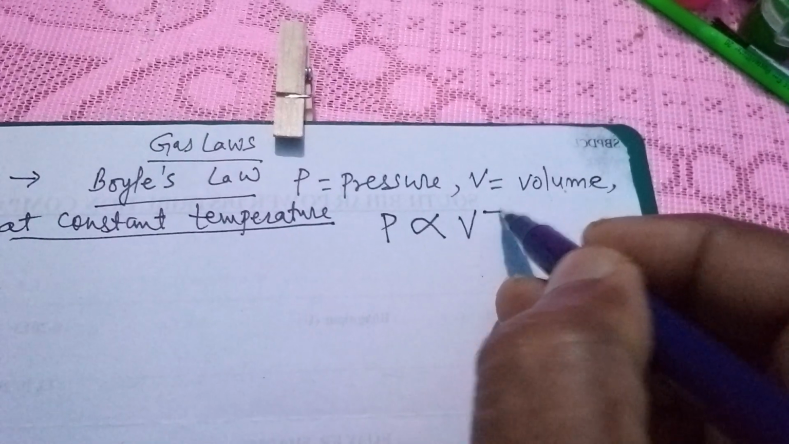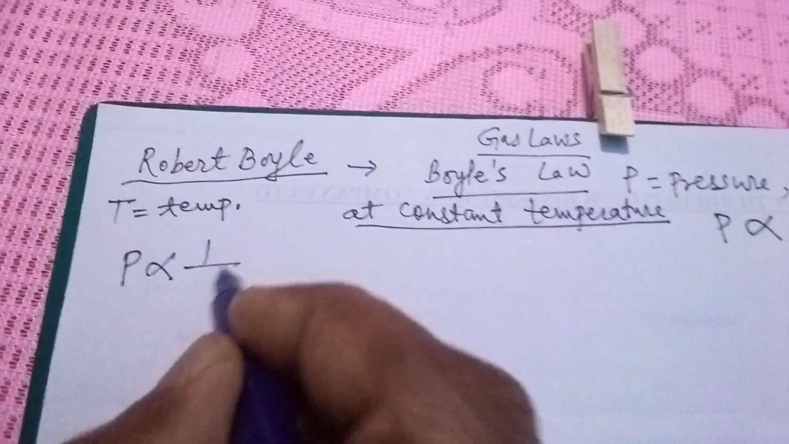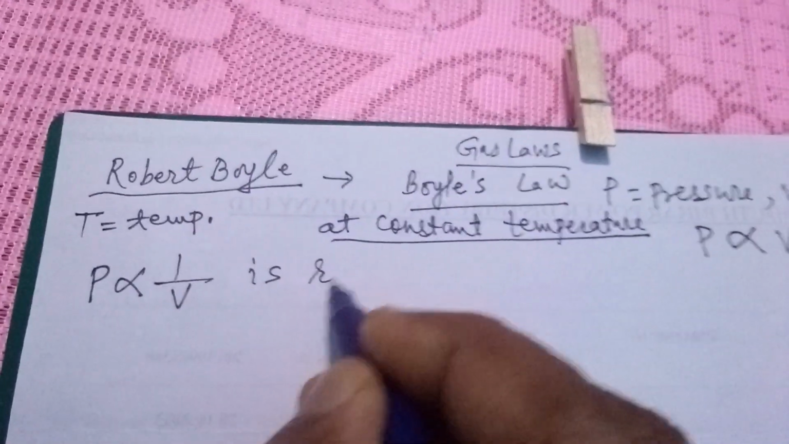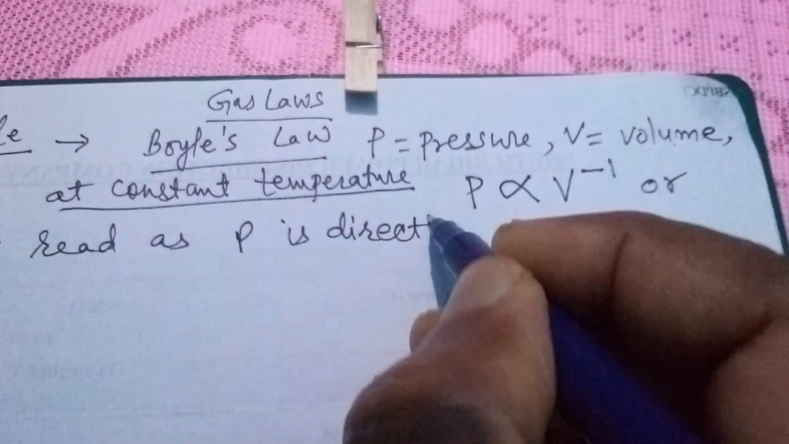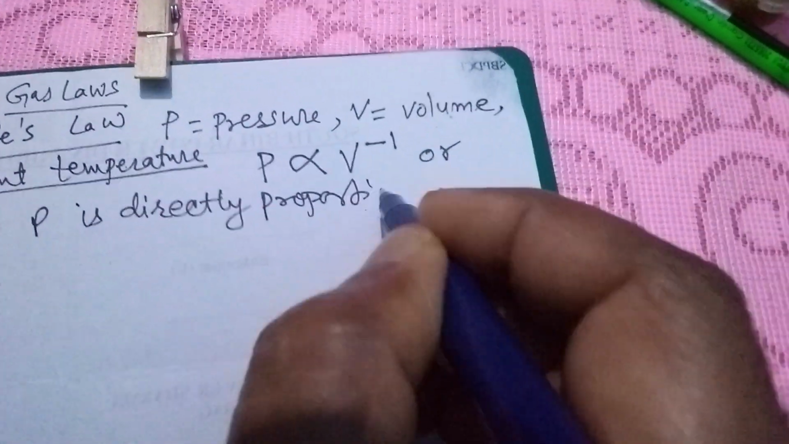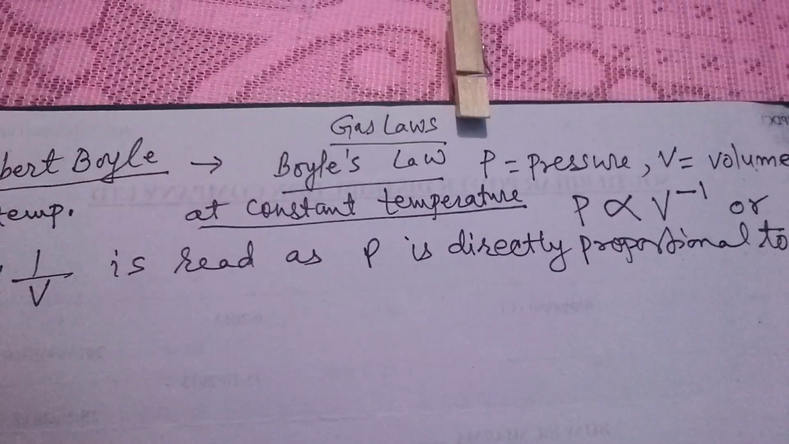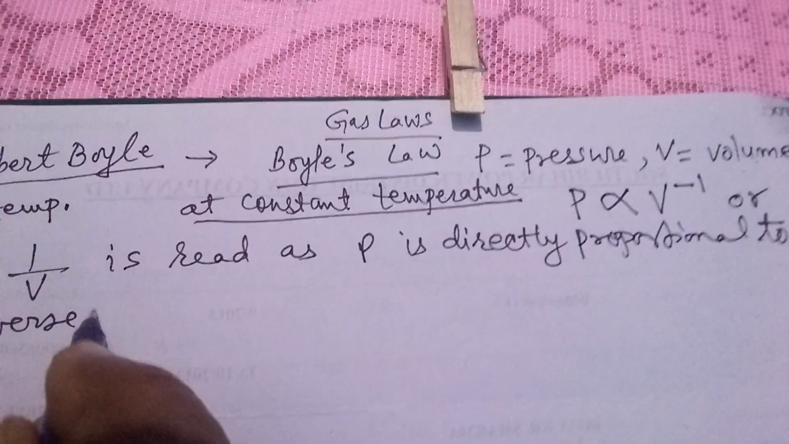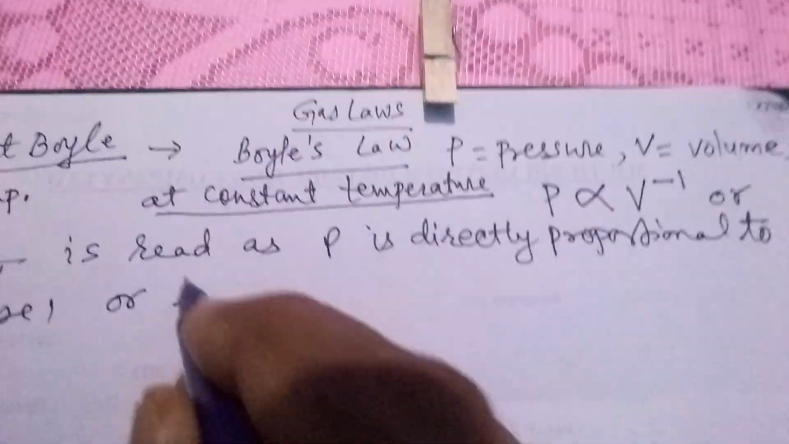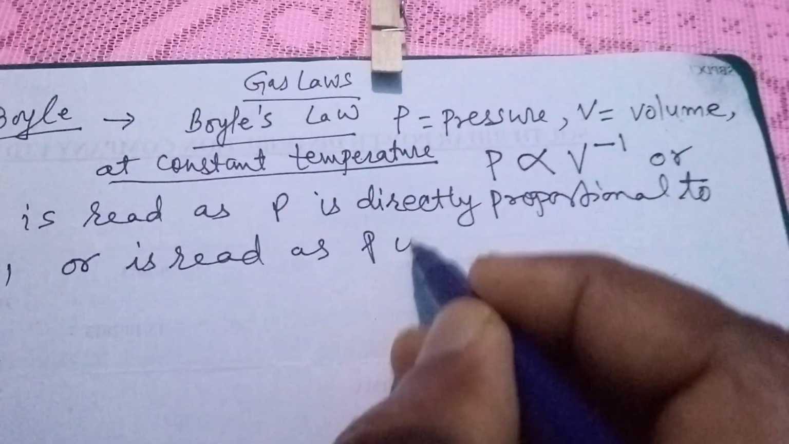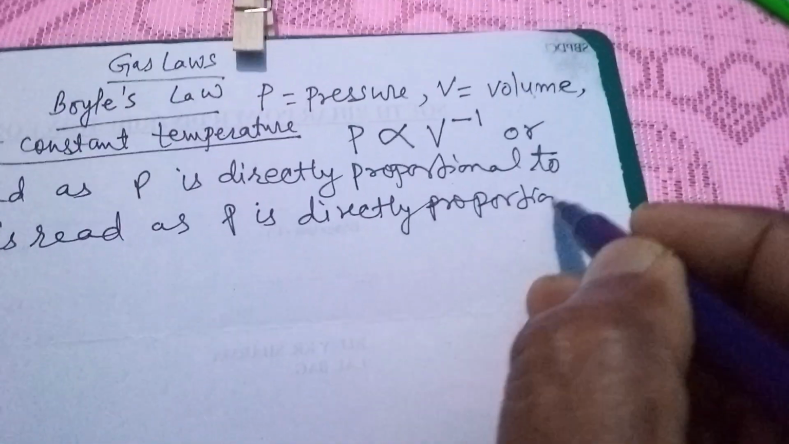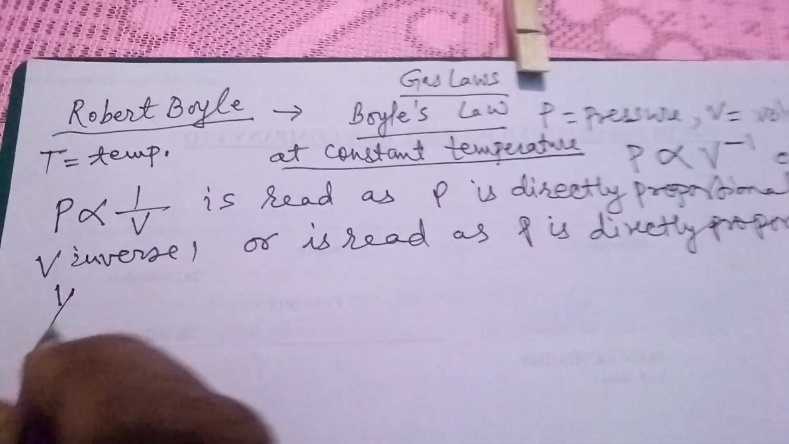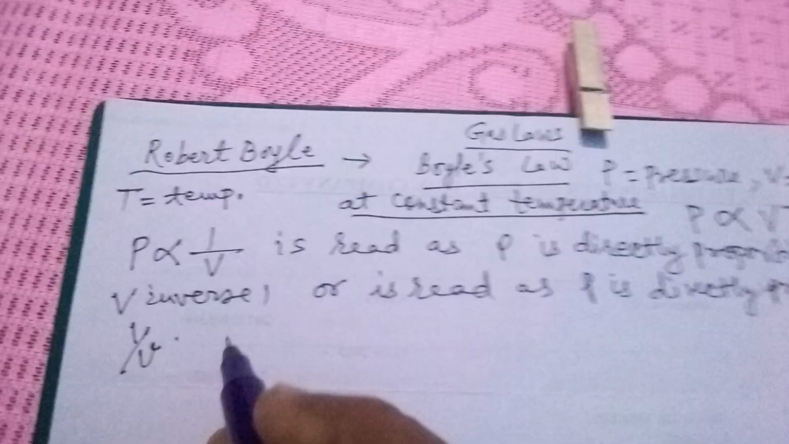P is directly proportional to V inverse 1, or this also can be written as P is directly proportional to 1 by V. This is read as P is directly proportional to V inverse 1, or P is directly proportional to 1 by V. Now you see, what does this mean?